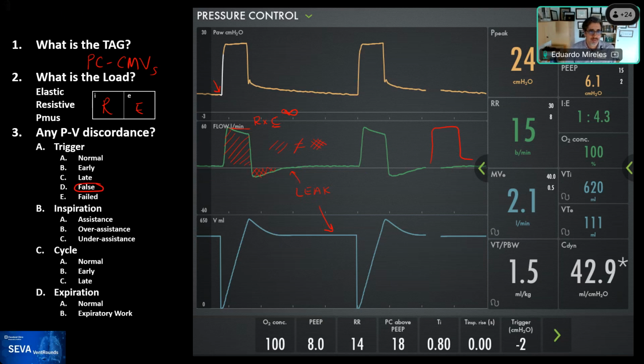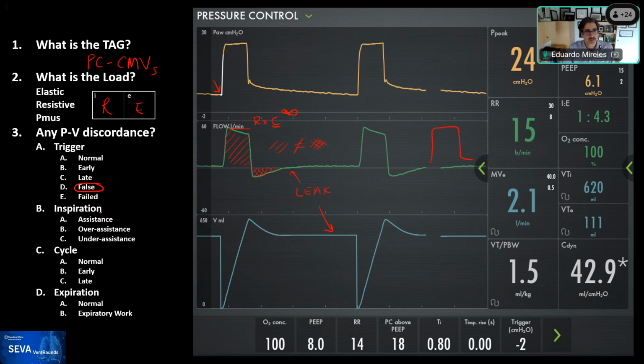Yeah, and there's no deviation of flow, which would indicate PMUS. Right. As long as there's no obstruction, if there's any PMUS, it'll deform the flow waveform. You didn't see that at all. Right. So this one is just a false trigger, and it's caused by a large leak.